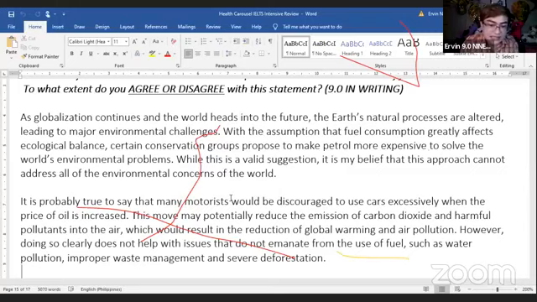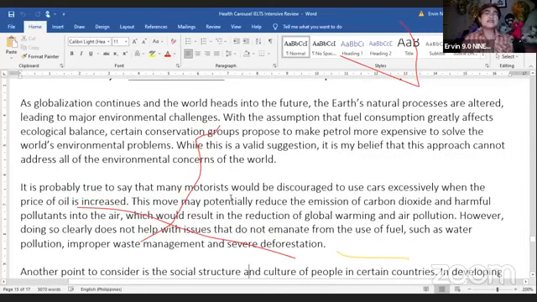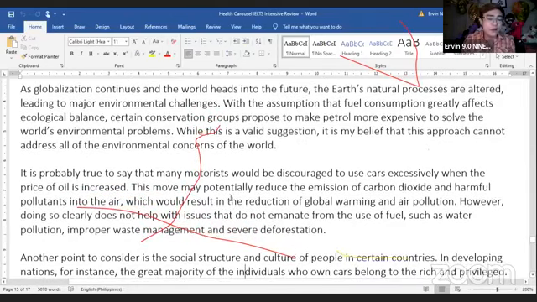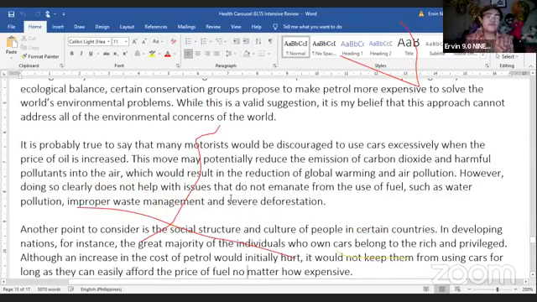Now, let's take a look. It is probably true. So probably here is another descriptive word, right? That's an adverb. It is probably true to say that many motorists would be discouraged to use cars excessively. There you go, another descriptive term, another modifier. When the price of oil is increased, this move may potentially reduce the emission of carbon dioxide and harmful pollutants into the air.